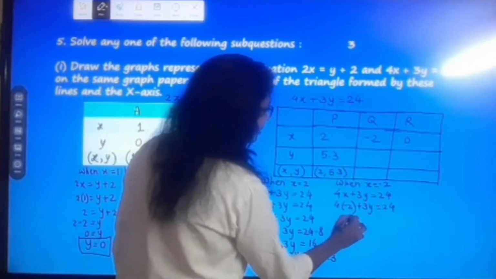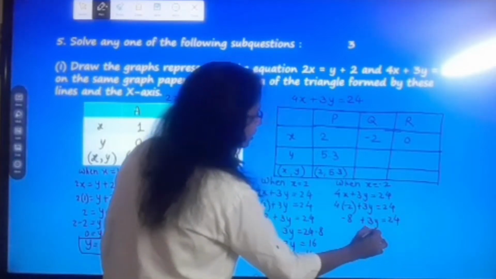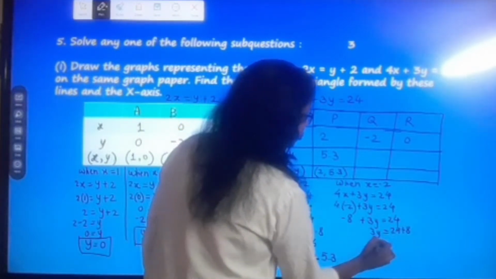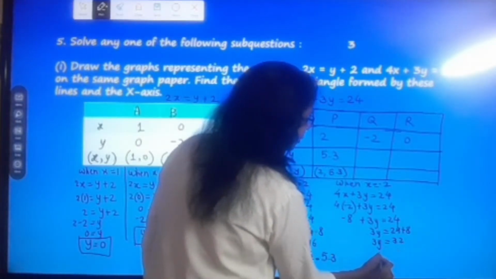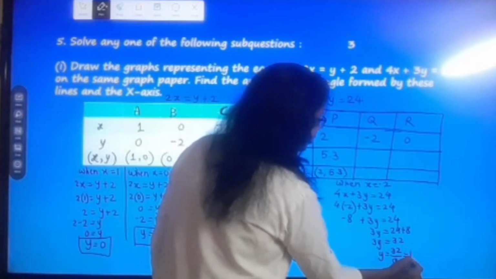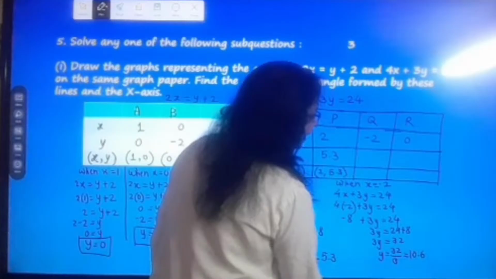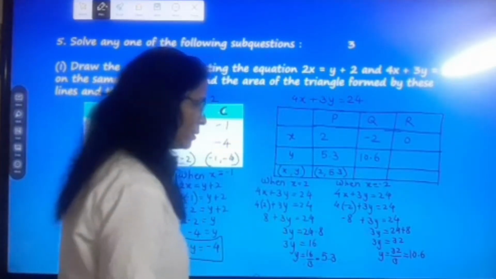So here minus 8 plus 3y is equal to 24. So 3y is equal to 24 plus 8, that means 32. So y is equal to 32 upon 3, that means 10.6. So here I write down 10.6.